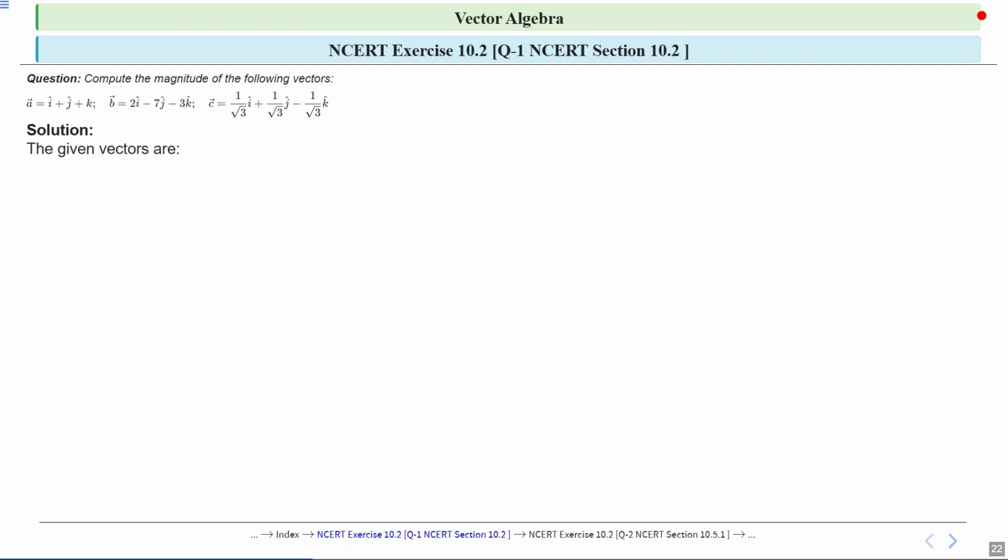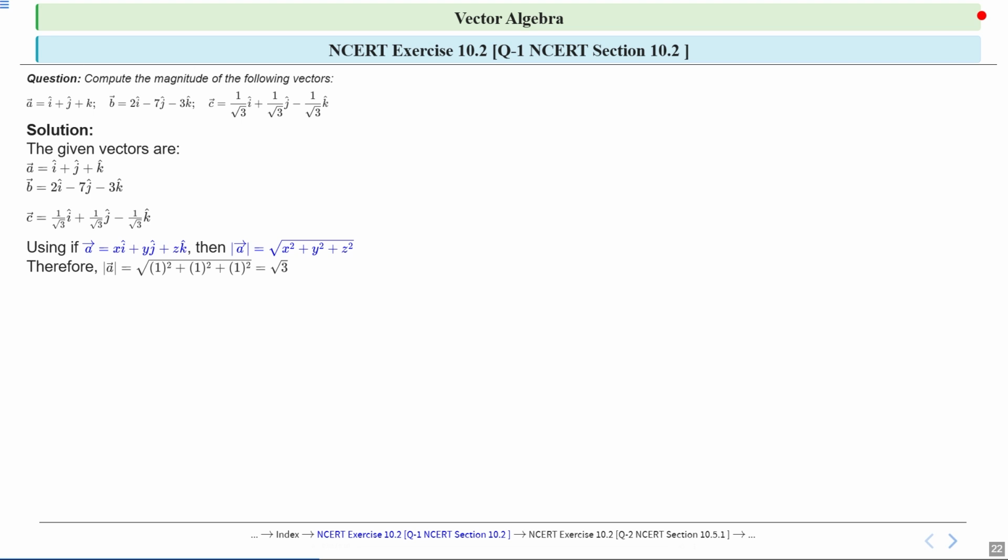Okay. So the given vectors are A vector is equal to i cap plus j cap plus k cap. B vector is equal to 2 i cap minus 7 j cap minus 3 k cap. C vector will be equal to 1 upon root 3 i cap plus 1 upon root 3 j cap minus 1 upon root 3 k cap. Now, if A vector is equal to x i cap plus y j cap plus z k cap, then magnitude of A vector will be equal to root over x square plus y square plus z square. Therefore, magnitude of A vector will be equal to root over 1 square plus 1 square plus 1 square, which is equal to root over 3.